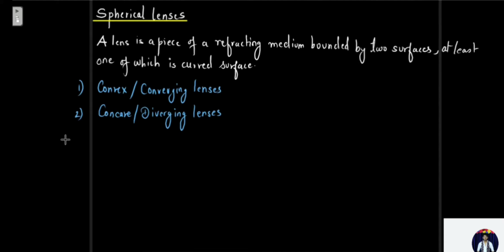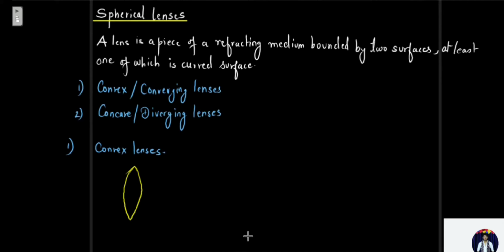So let us see what a convex lens or a converging lens is. This lens is thicker at the center than at the edges. Basically this lens looks something like this. It is going to be thicker at the center and thinner at the edges as compared to the center. This is the shape of a convex or a converging lens. It converges a parallel beam of light on refraction through it.